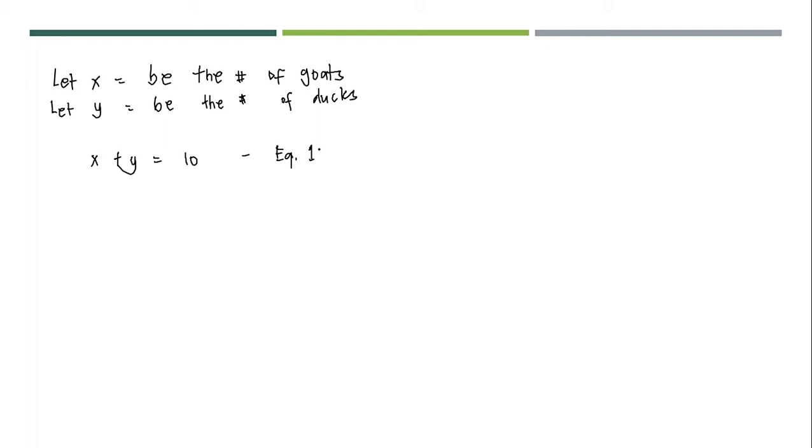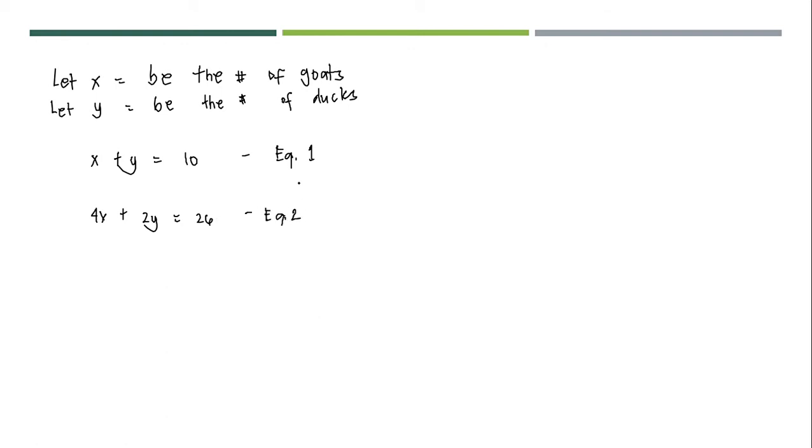Since the goat has 4 legs and the duck has 2 legs, let us multiply x by 4 and y by 2 and equate their sum to the total number of animal legs, which is 26. So we have 4x plus 2y is equal to 26, because that is the total number of animal legs Kulas has. So this will be our equation number 2.